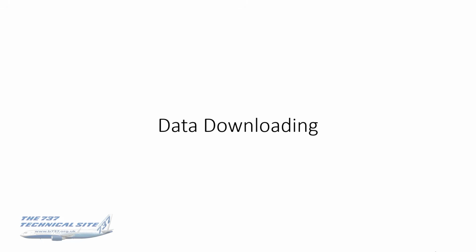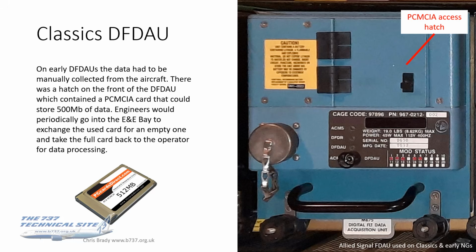All right, data downloading. Let's have a little look at how that's done. This is the first digital flight data acquisition unit that was used on classics, and some early NGs had this same model. You can see the manufacturing date there. It's 1999 on that particular one, to give you an idea.